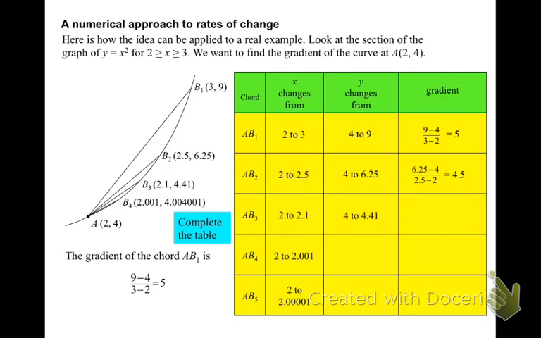Okay, so you should have seen that as you move closer and closer and find your gradient, we are getting closer to 4. So this suggests that the gradient of the curve y equals x squared at the point (2, 4) is going to be 4. So the slope at that point, at the point (2, 4), is going to be 4.